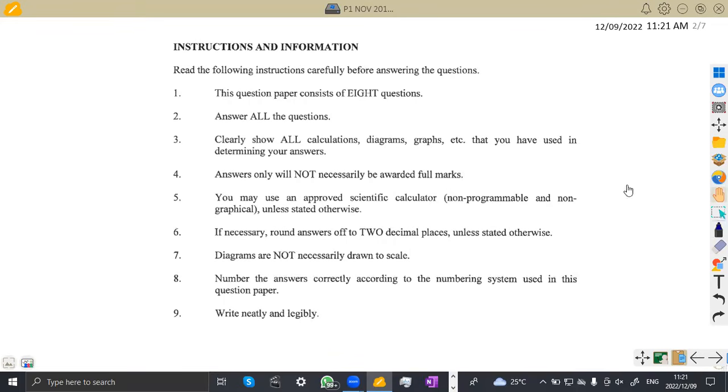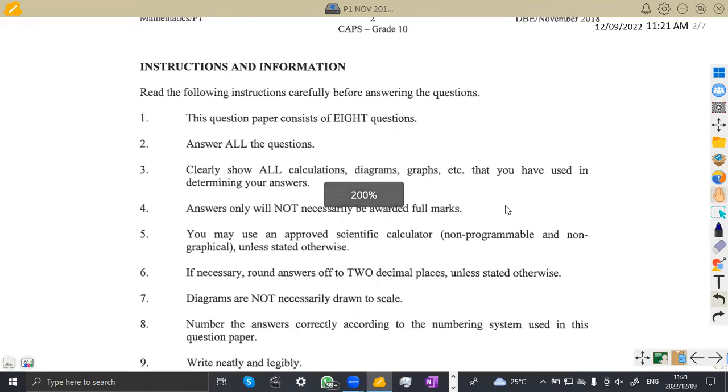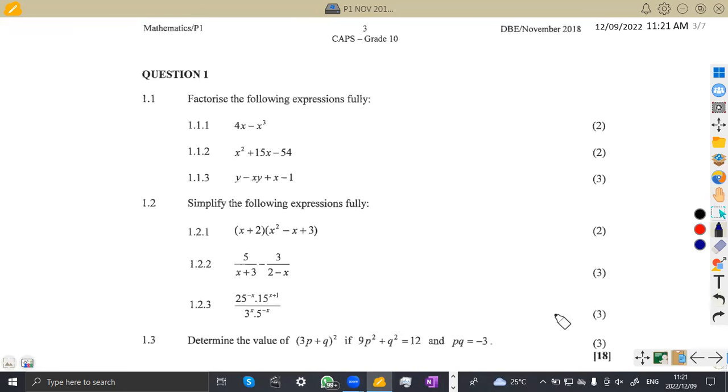So without wasting much time, guys, all you need is to make sure that you read your instructions. If you are answering any question paper, make sure that you read the instructions. The most important part that we are going to focus on is the degree of accuracy that you're going to use. If necessary, round off to 2 decimal places unless stated otherwise, as they might tell you what decimal places to use. So you just have to work with that. But if you are not told, then use 2 decimal places.